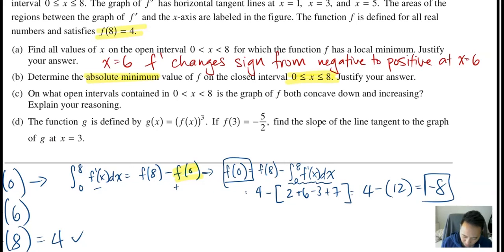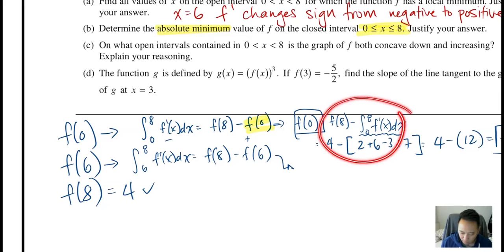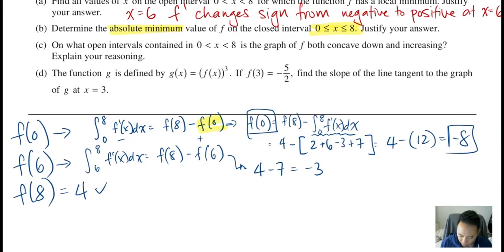And I'm going to repeat that process for f of 6. Now, I'm going to start with here, going from 6 to 8, of f prime of x dx, will give me f of 8 minus f of 6. And following the same process up here, I'm going to leave that to you guys to figure out, but you're going to have an area from 6 to 8 would be 7. So eventually you'll get to a point where it's 4 minus 7. You're going to get a value of negative 3.